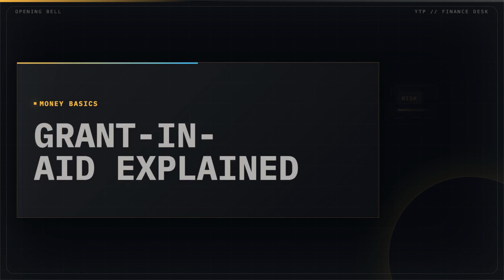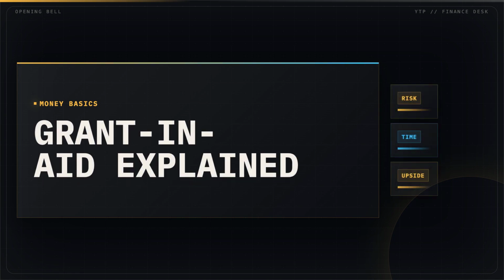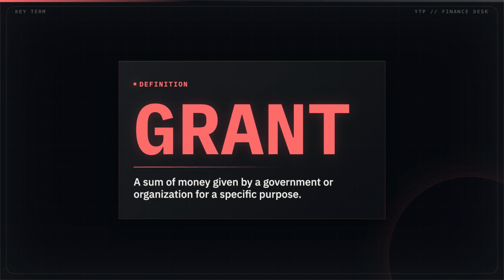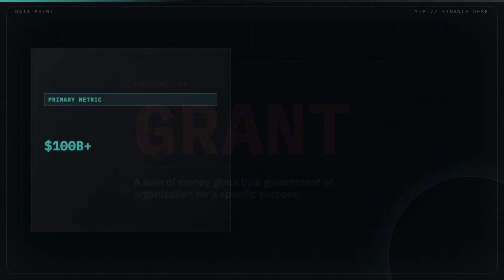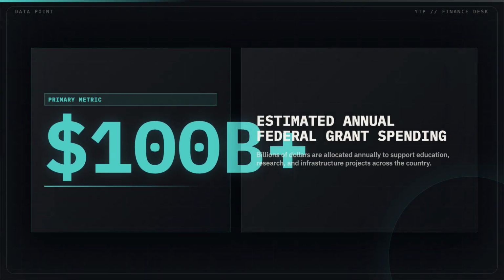You have likely heard the term grant and aid in the context of college tuition or government policy. Let's look at what this actually means. At its core, a grant is a transfer of money that generally does not need to be paid back, provided the recipient follows the rules. The scale of these transfers is massive.